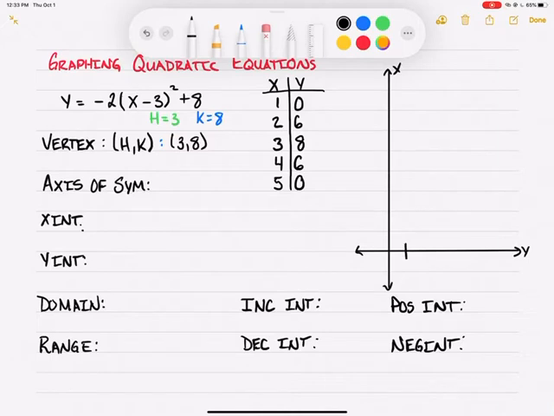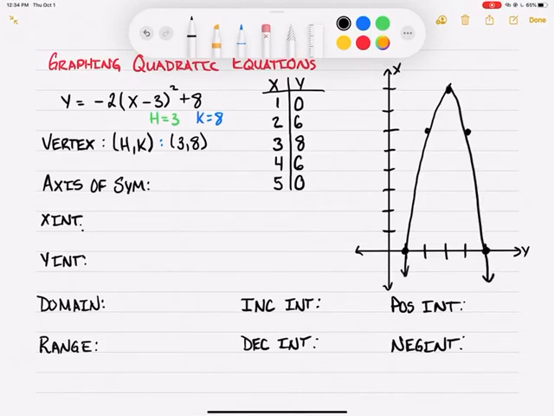My first point is at 1, 0, 2, 6, 3, 8, 4, 6, and 5, 0. So I already know my vertex is at this point, 3, 8.